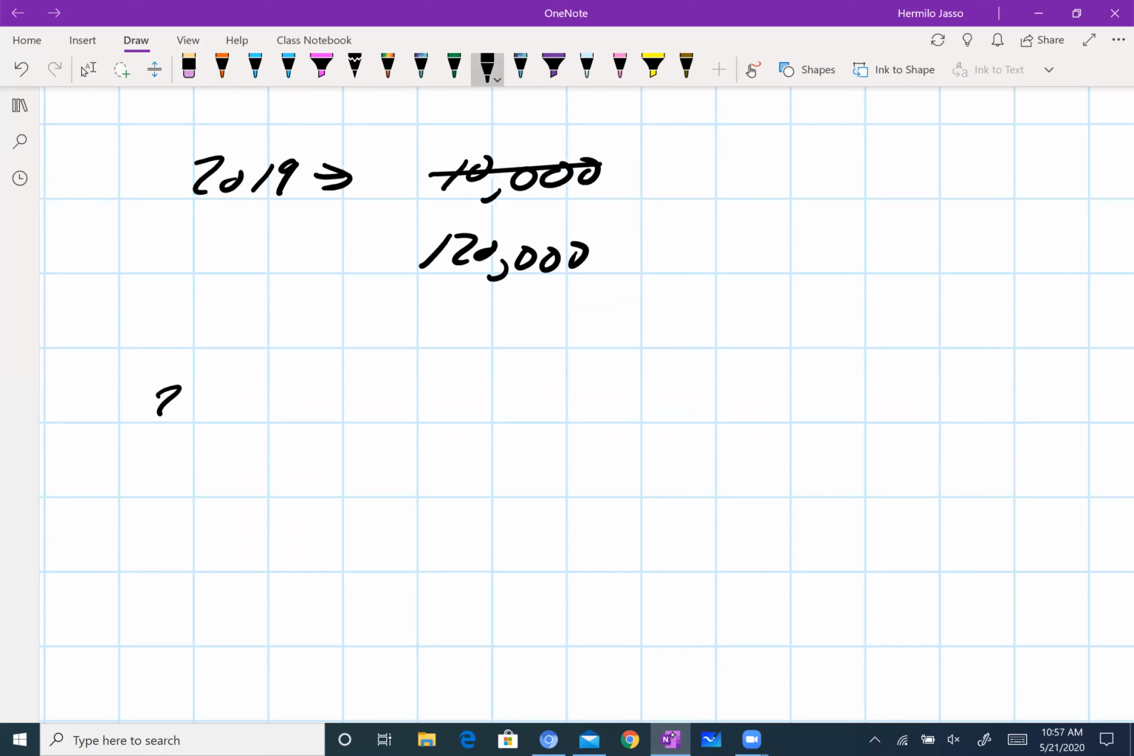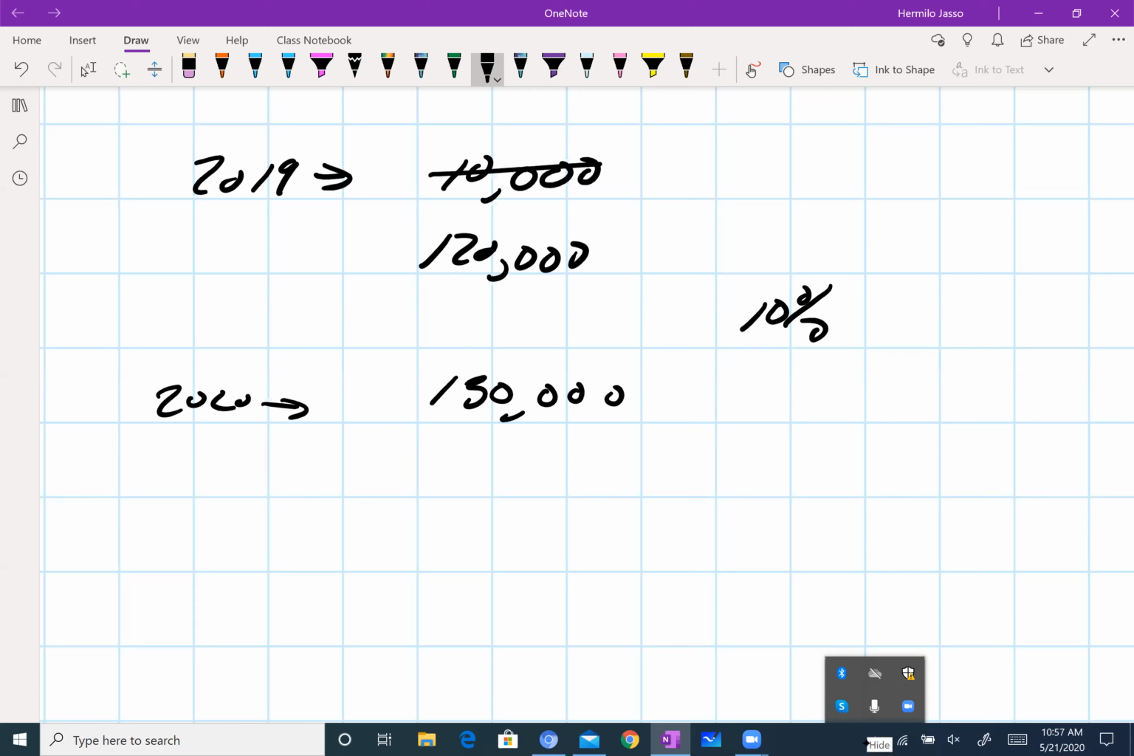Now, in 2020, your salary is $130,000 a year. So by looking at this, you say, wow, I'm doing much better because I have a higher income. I went from 120 to 130. But from 2019 to 2020, inflation went up by 10%. So then the question is, are you better off or are you worse off as a result of this?